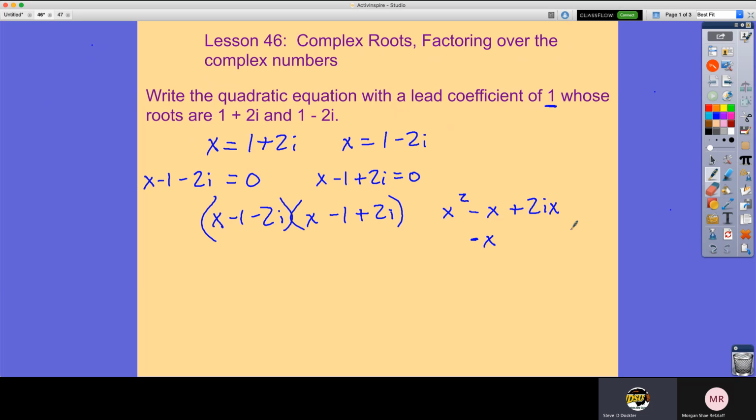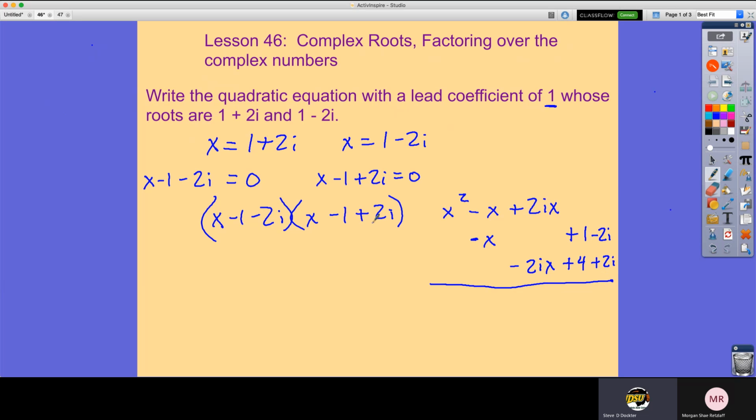-1 times -1 is a +1. And then -1 times 2i is a -2i. Then we've got to take a -2i times all three of these. So we've got a -2ix. Then we'd have a +2i. And then for this last one, we have -2i times +2i. That'd be a -4i squared. i squared's a -1, so that would turn into a +4.